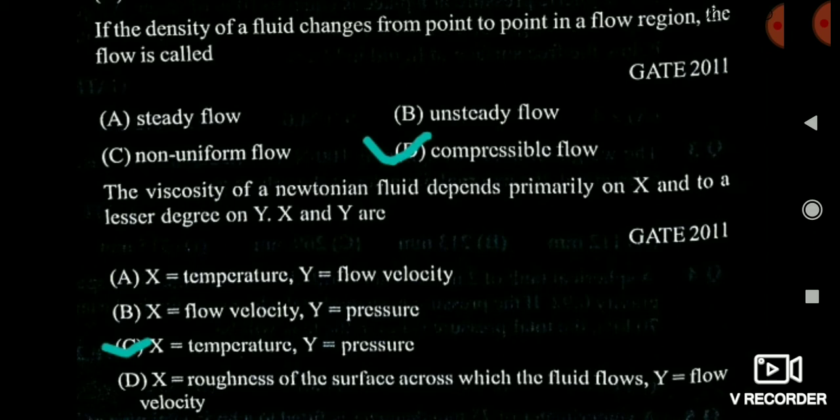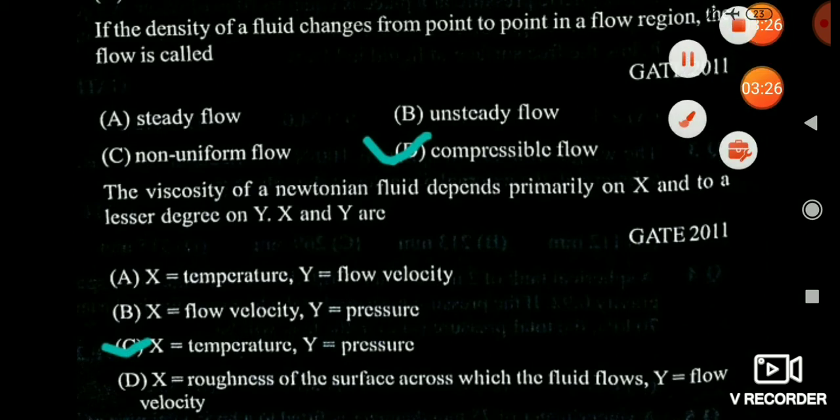And the first part, you can see the first question: if the density of a fluid changes from one point to another point in a flow region, then what is it called? It is called compressible flow. When the density changes, what happens in compression? Compression is when we apply force, and due to that force the volume changes, meaning volume decreases. So here also it is asking about changes from one point to another in the flow region. So it is a compressible flow.